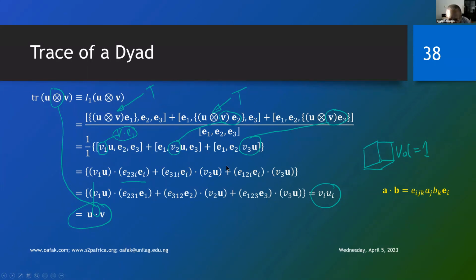Now, if you substitute that into this, you will simply get E2 3I, EI. That is the only expression that survives. All the other things vanish. Similarly, this one here is E31I, EI, and this one is E12I, EI, and so on. So if you open up everything, you just get U dot V. So we have proved on this page that the trace of U circle times V is simply U dot V.